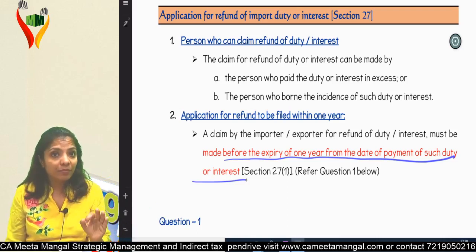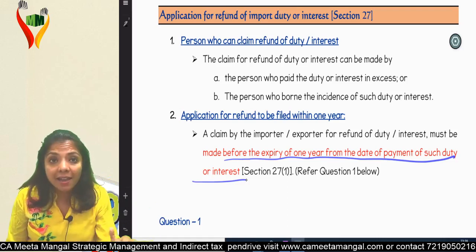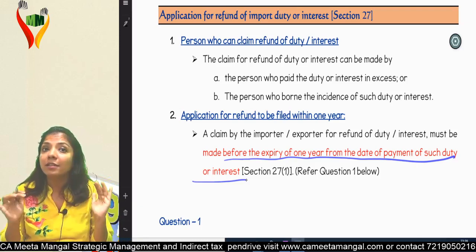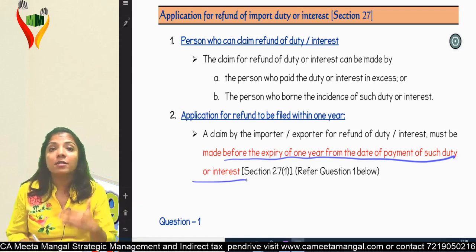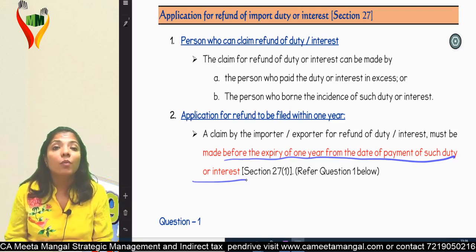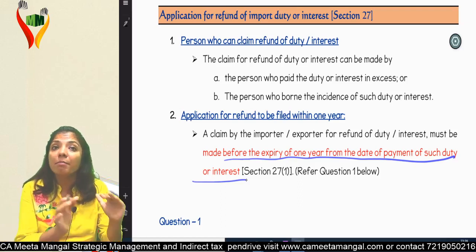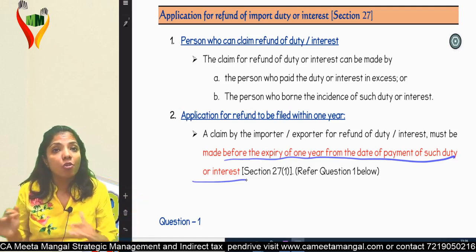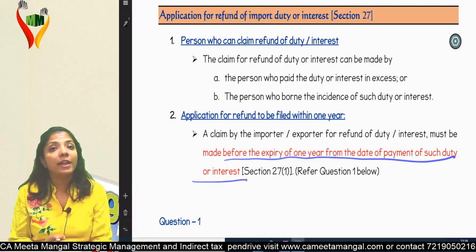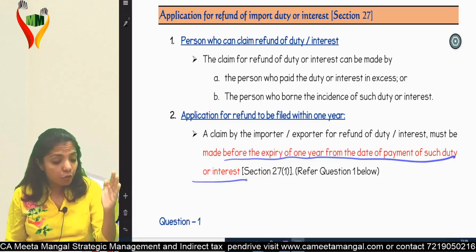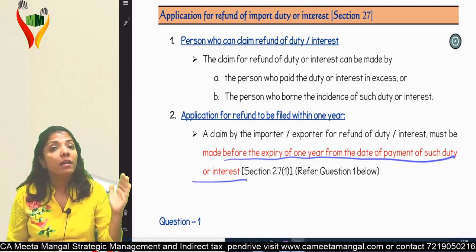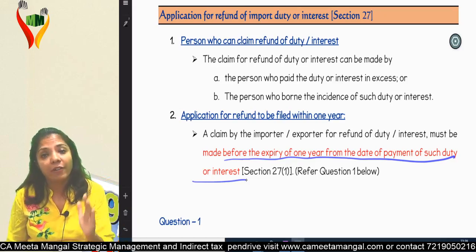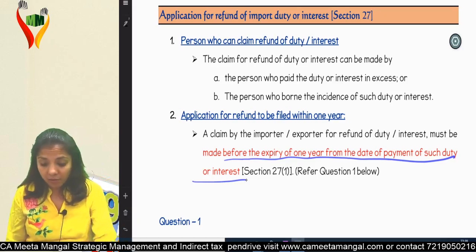I hope you are with me. In every Act there are time limits, and you need to follow that time limit religiously, because if I don't file an application within 1 year, it's a time-barred case. Now the department will say your right to refund is gone because you have not filed an application within 1 year. So I need to file an application within 1 year from the date of payment of tax or duty or refund, as the case may be. Am I clear?